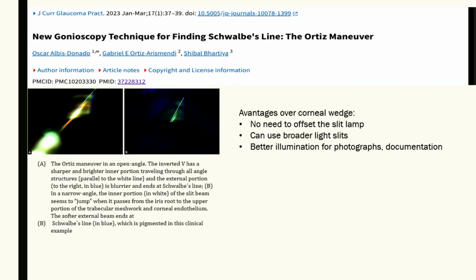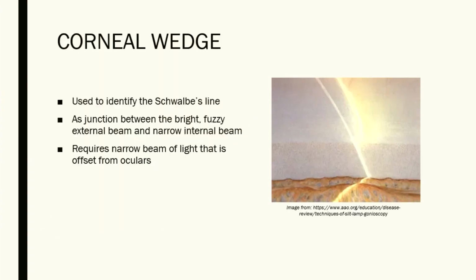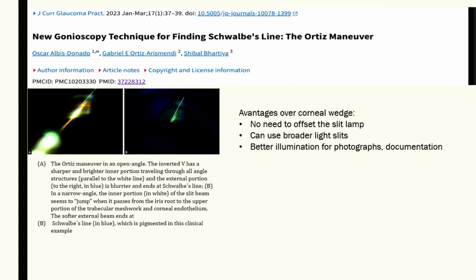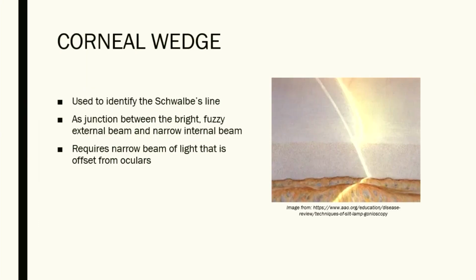This corneal wedge, no? If the corneal wedge is done with an oblique illumination by tilting the light to about 60 degrees, that is what your Ortiz maneuver is, because the incident light and the reflected light don't come back to our eyes. Okay, so if you see the corneal wedge, it has a Y-shaped thing. The posterior one is much sharper, so that is on the Descemet's membrane.